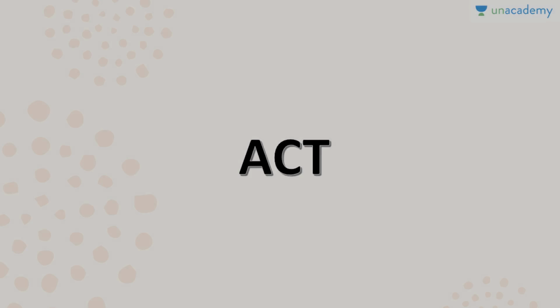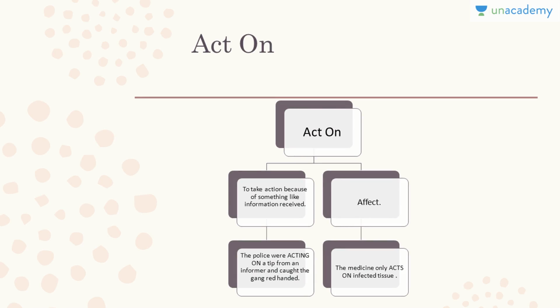So first verb is act. Act on. Act on is take action because of something like information received. Like the police was acting on information from an informer and caught the gang red-handed. As in, police को कोई information मिली, so they're acting on that information. How will they act on that information? They are just trying to catch and take appropriate action to catch the gang red-handed, right?